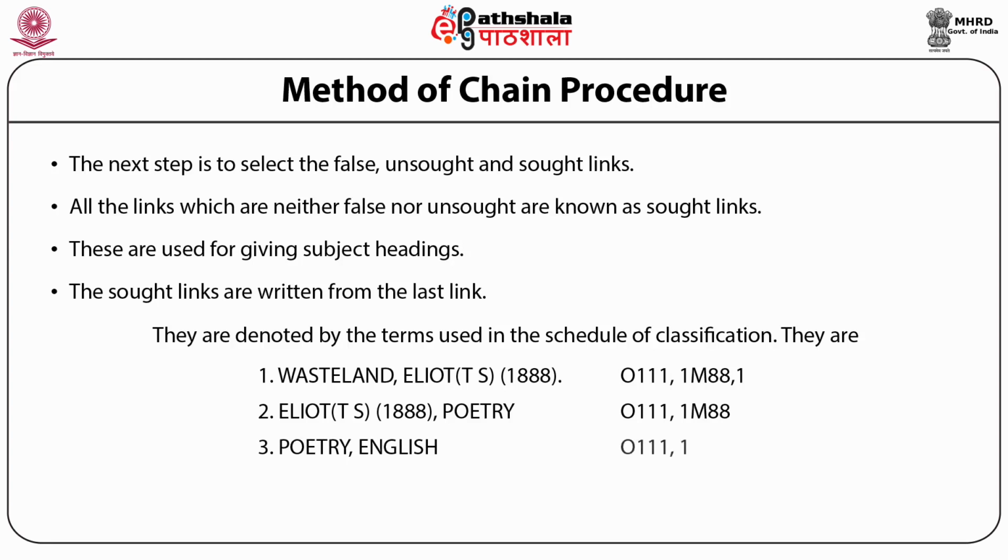Third, Poetry English. Class number is O111, 1. Fourth, English Literature. Class number is O111. Fifth is Literature. Class number is O. At every progressive step in the chain, the right hand digit is left and the index term is, in each case, the term which is denoted by the new last digit.